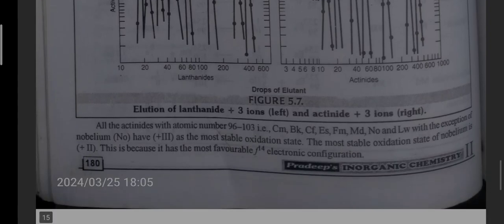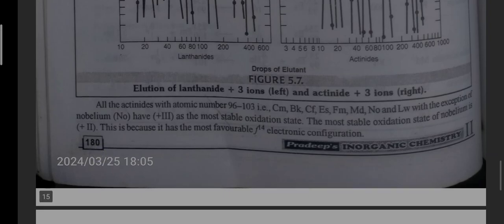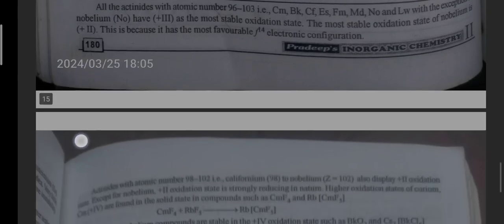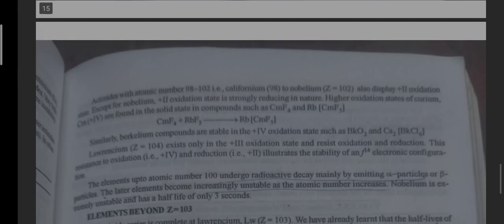All the actinides with atomic number 96 to 103, that is Cm, Bk, Cf, Es, Fm, Md, No, and Lr, with the exception of nobelium, have oxidation state +3 as the most stable oxidation state. The most stable oxidation state of nobelium is +2. This is because it has the most favorable f14 electronic configuration.